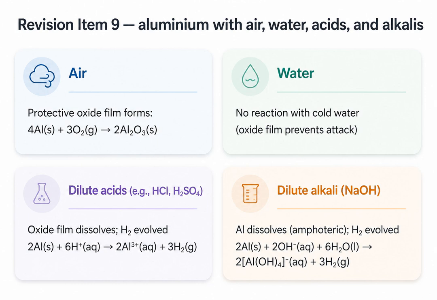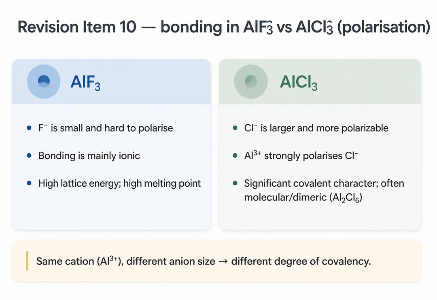Aluminium is also amphoteric, so it reacts with dilute alkali, such as sodium hydroxide, to form soluble aluminate species like Al(OH)4- and hydrogen gas. Al3+ is small and highly charged, so it has strong polarizing power. Whether that produces covalent bonding depends on the anion.